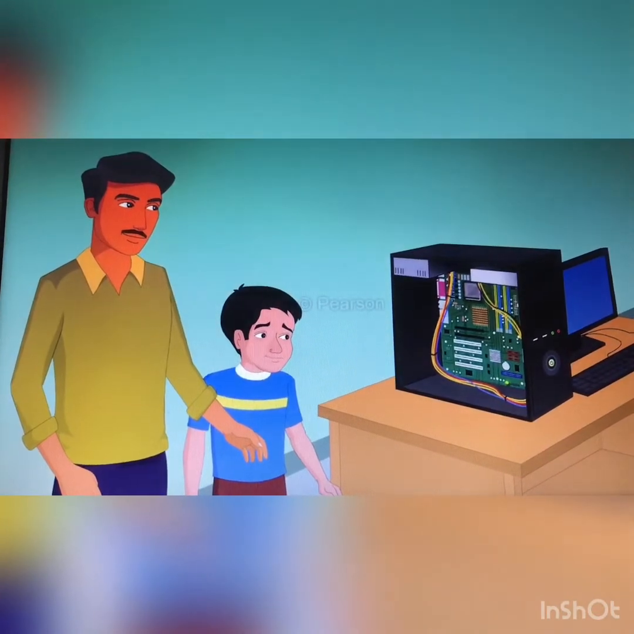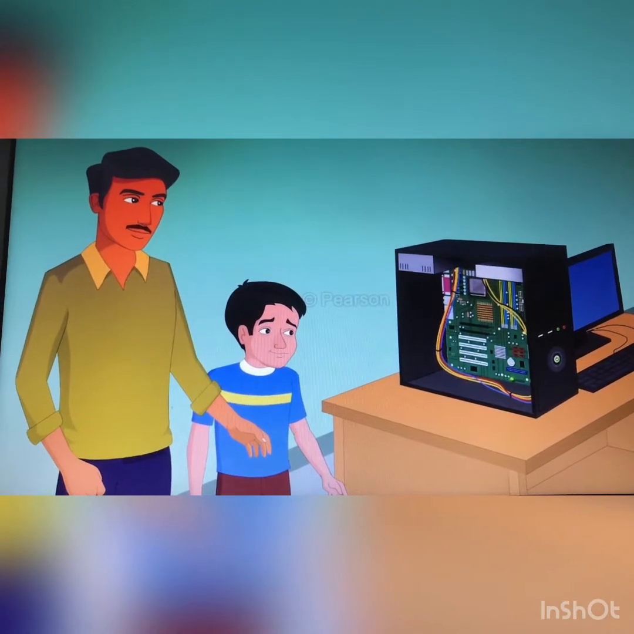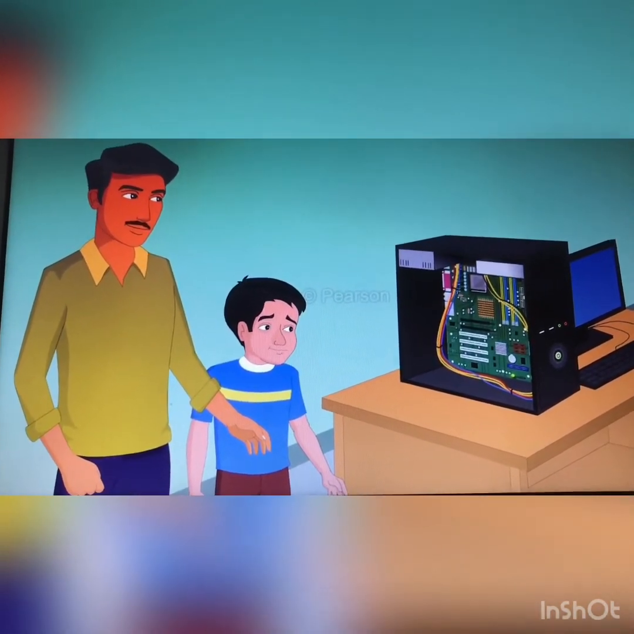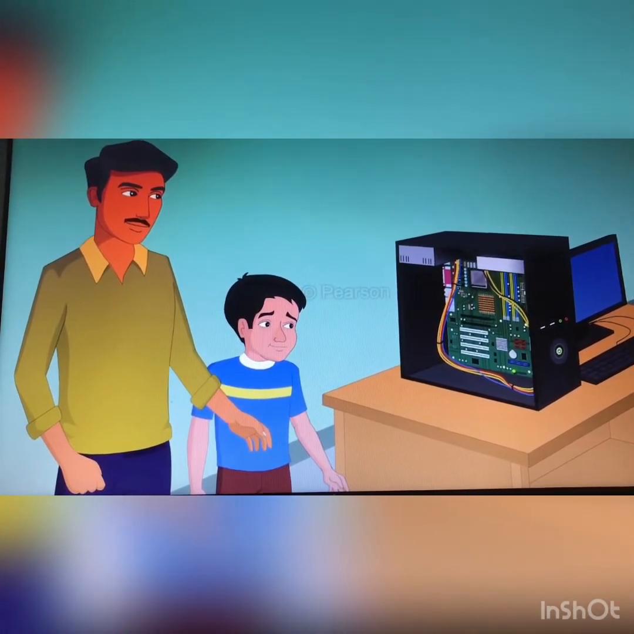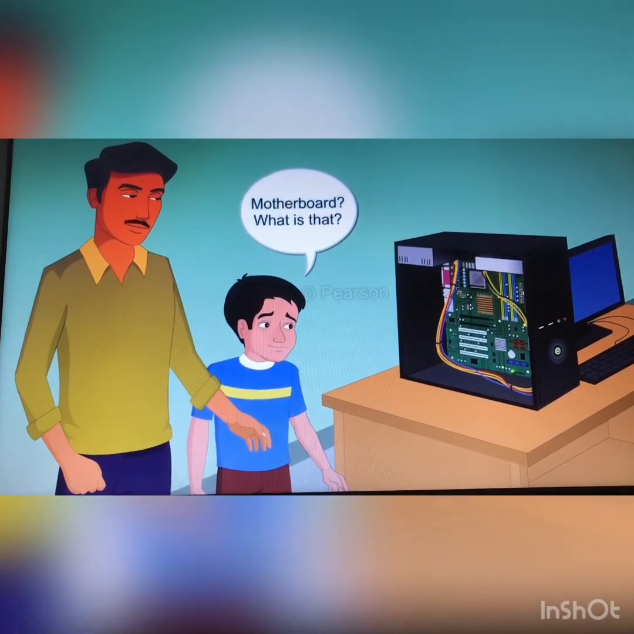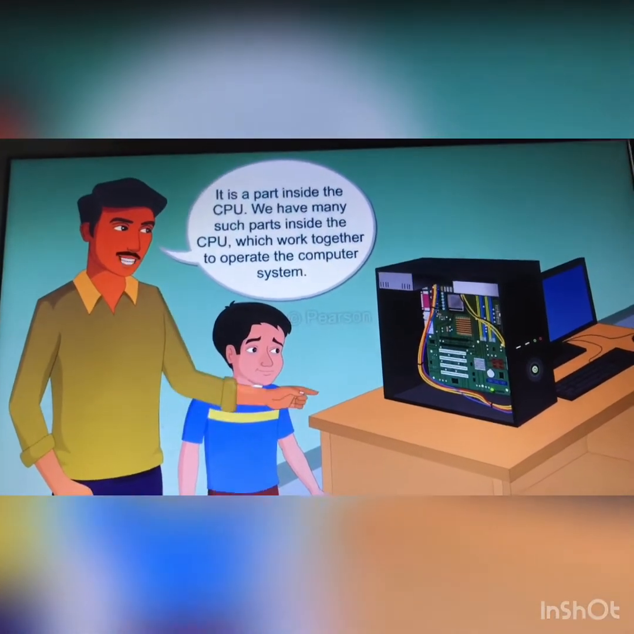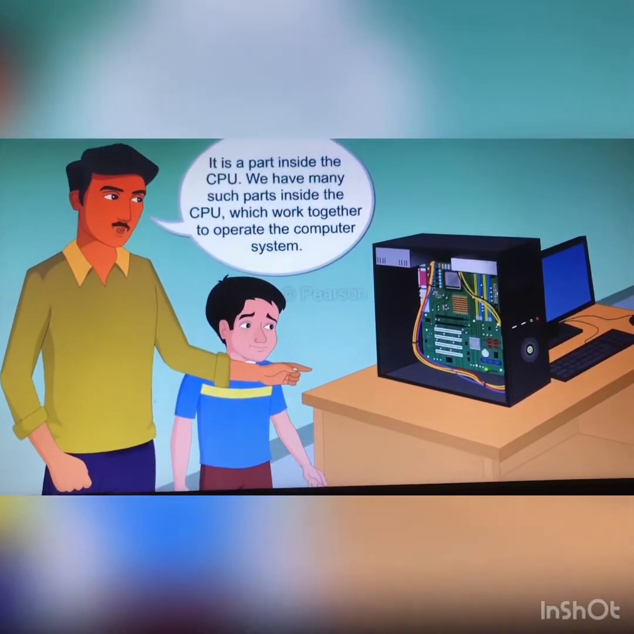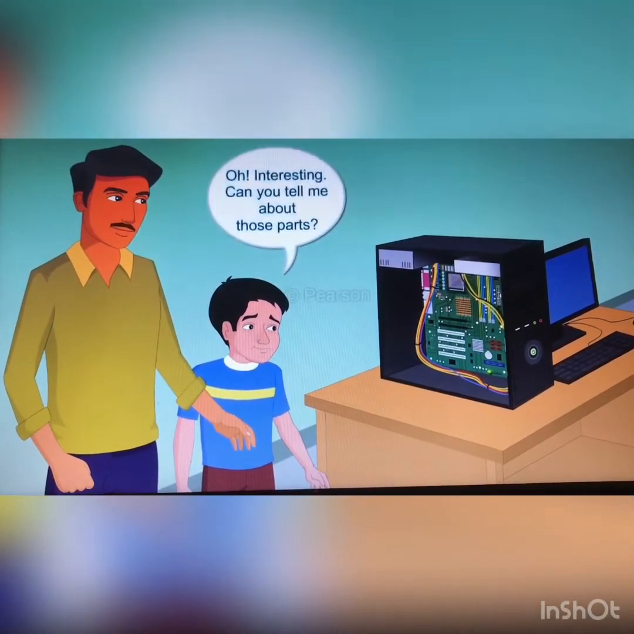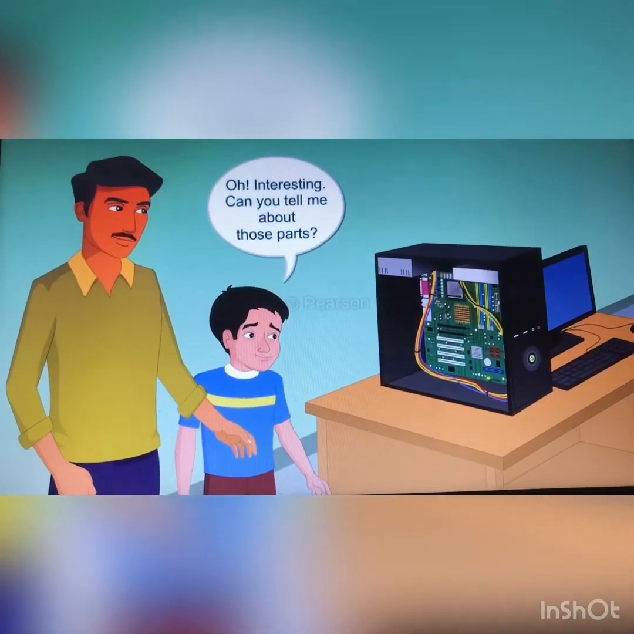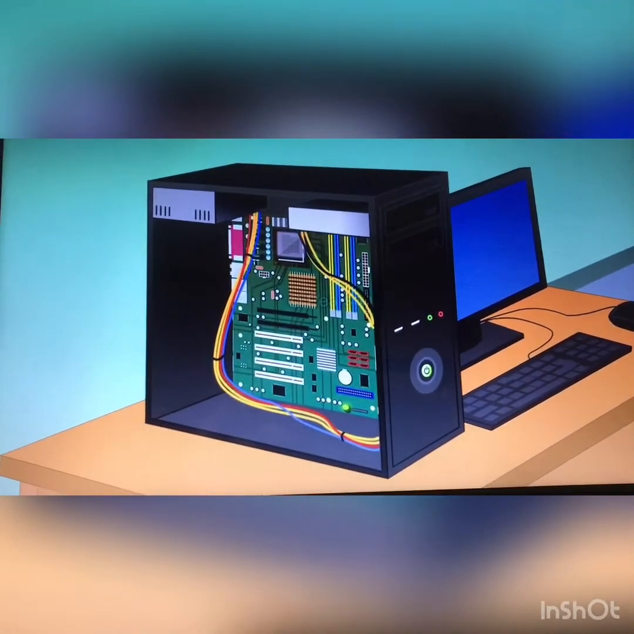Raju's computer is not working. He calls a computer technician to repair it. After a detailed examination, the technician says that he needs to change the motherboard. Raju asks, "Motherboard? What is that?" The technician says, "It is a part inside the CPU. We have many such parts inside the CPU, which work together to operate the computer system." Raju says, "Oh, interesting. Can you tell me about those parts?" The technician tells him about some of the parts inside the CPU.